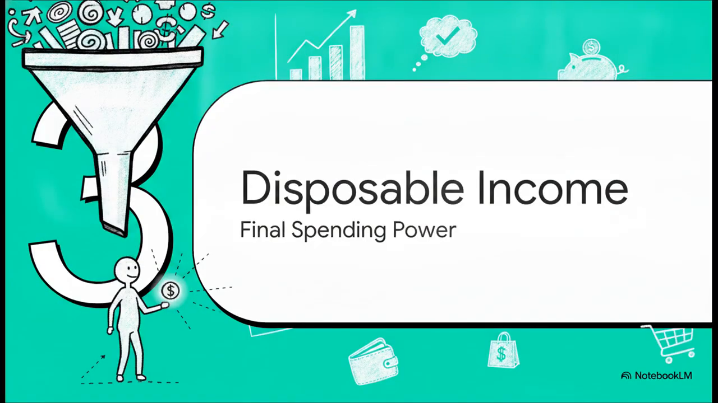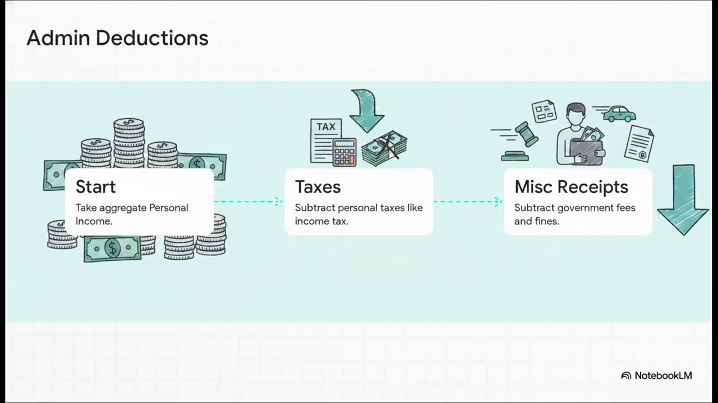Section 3. Personal disposable income, the final spending power. All right, we're now at the absolute narrowest point of our macroeconomic funnel. We must transition from what an individual merely receives on paper to what they can legally and practically spend in reality. To find this ultimate spending power, known as personal disposable income or PDI, we systematically strip away the final administrative obligations. First, we take that aggregate personal income and subtract personal taxes, most notably direct income tax. Then we subtract miscellaneous receipts collected by government administrative departments. This covers everyday realities like administrative fees and legal fines. Once these final obligations to the state are cleared, the remaining balance is true personal disposable income.